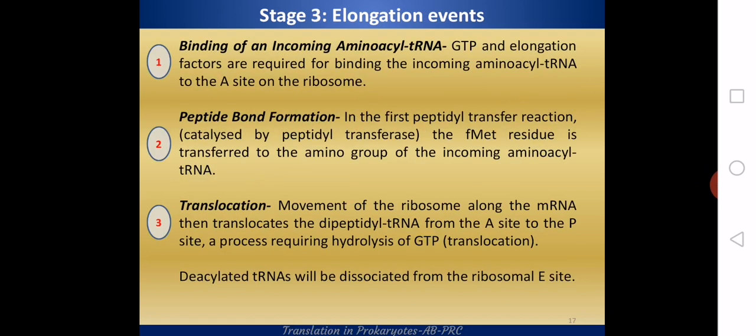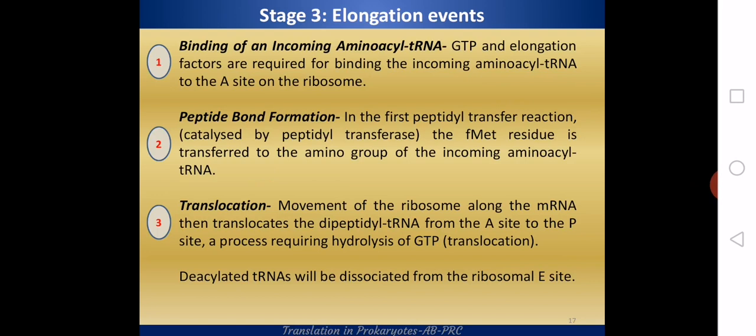And elongation also we'll discuss in three phases. First one is the binding of the incoming aminoacyl tRNA into the A site of the ribosome with consumption of GTP, and also there is EF-Tu involved, and there is also a recycling process with the help of EF-Ts. Then the peptide bond formation with the help of an enzyme called peptidyl transferase. There is a peptide bond formation between the two amino acids.